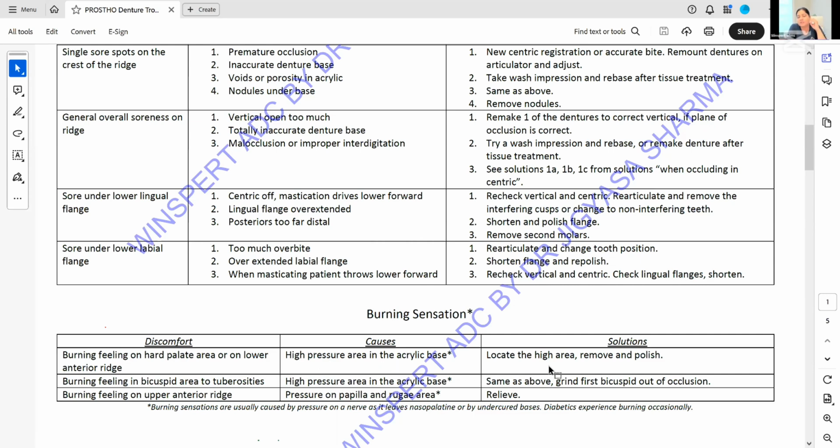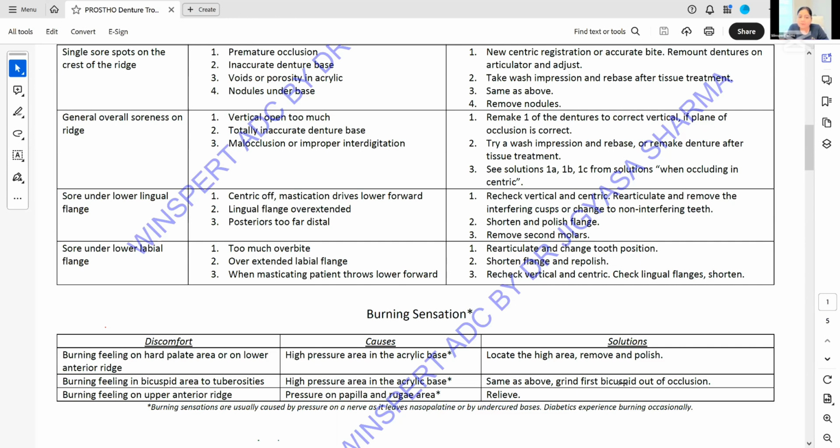High pressure is identified by using pressure indicating pastes and then relieving those areas. Simple. Locate that high point by using a pressure indicating paste, remove and polish. Burning in the bicuspid area to the tuberosities, again, high pressure in that area. Same as above, grind the entire area which is in high pressure. How? By using the pressure indicating paste.